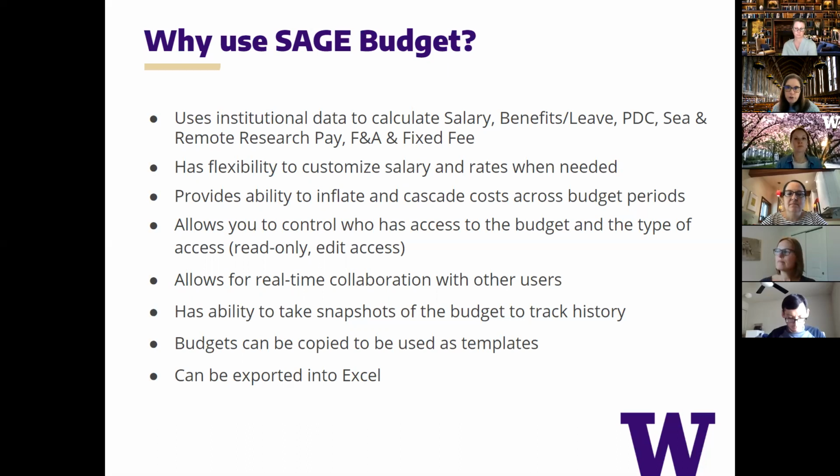And you get to control who has access to your budget and what type of access. So you can lock things down so people can't make changes, and you can let them just read the budget. It allows for real-time collaboration. Multiple people can be in the budget at the same time and making edits at the same time.